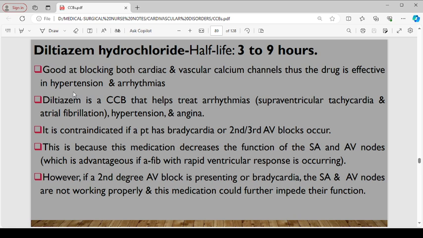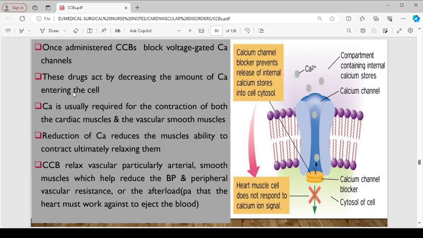Apart from the arrhythmias, diltiazem can also be used to treat hypertension and angina because of the effect on the blood vessels. Remember, this drug is contraindicated if a patient has bradycardia or a second or third degree AV block. This is because this medication normally decreases the function of the SA and the AV node, which is advantageous if we have AFib with rapid ventricular response. However, if there is a second degree AV block or bradycardia, the SA and the AV nodes will not be working properly, and this condition could further impede their function.